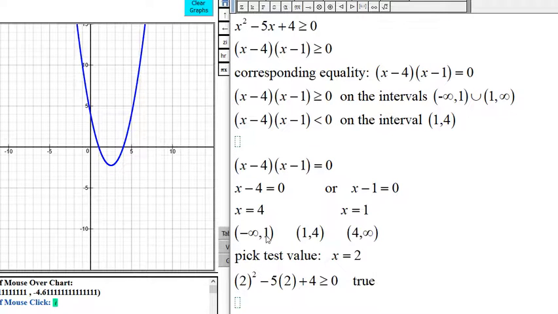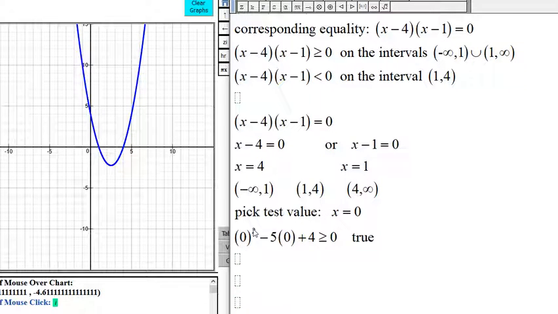Let's try that again. 2 is not in this interval, so let's pick 0. And so 2 is in this interval. 0, and then 0. And so here we get 0 minus 0 plus 4, and 4 is greater than 0. And so we pick the one number from this interval, and this number right here is true, then all numbers, all values in this interval will be true.